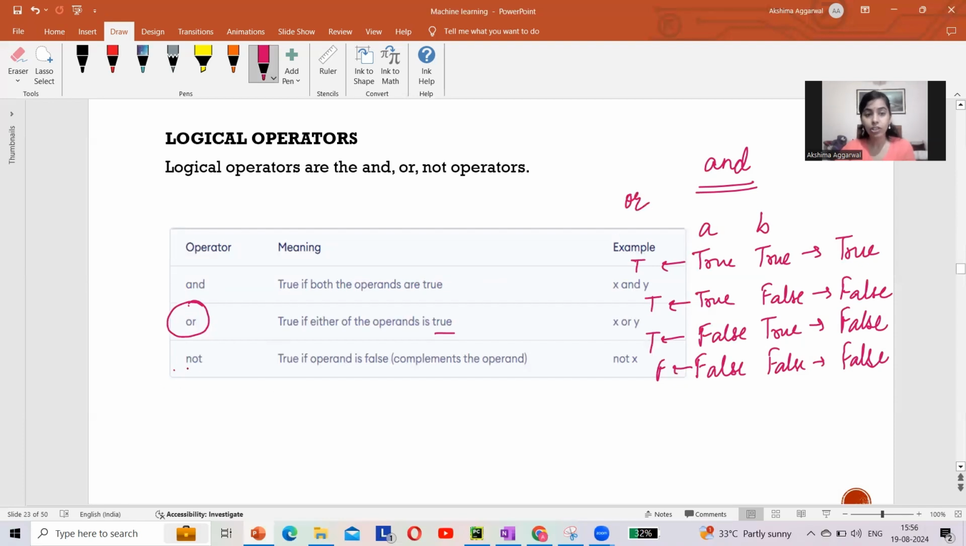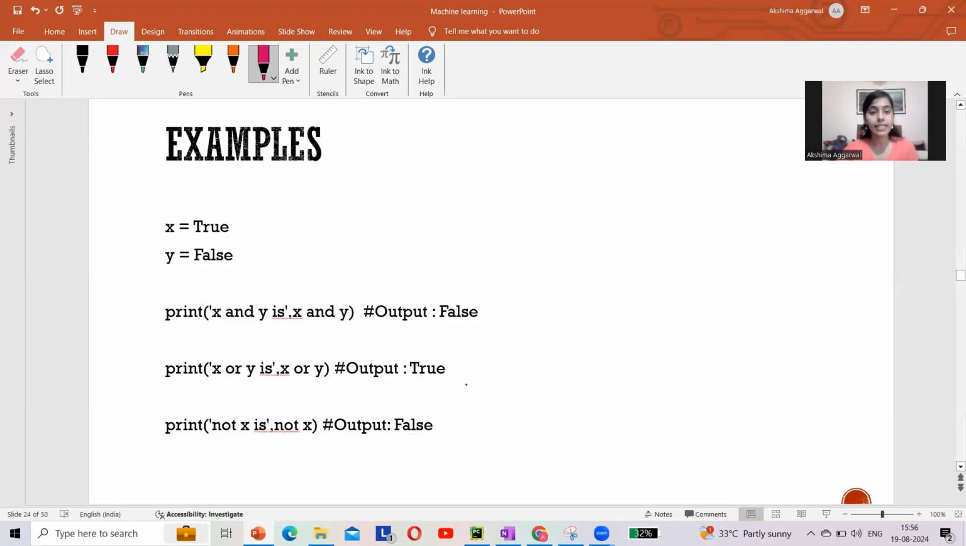Next is NOT. NOT is the complement of the value. If it gives you the true value, what is the NOT of this? That is false. It complements the operand. These are some examples of the usage of the logical operators.